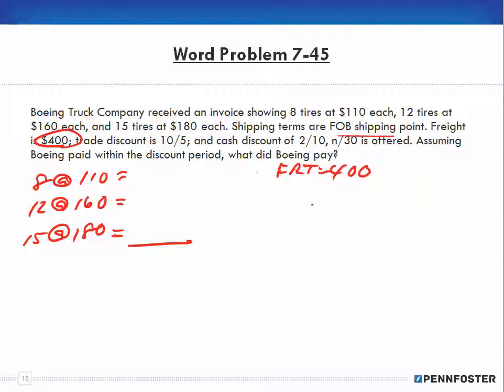Trade discount is 10 and 5 as a chain discount, and a cash discount of 2%, 10, net 30 is offered. And it's going to assume that Boeing is paying within the discount period. So it's paying within that 10 days, so it's going to get an additional 2% off. Now, what did Boeing pay?